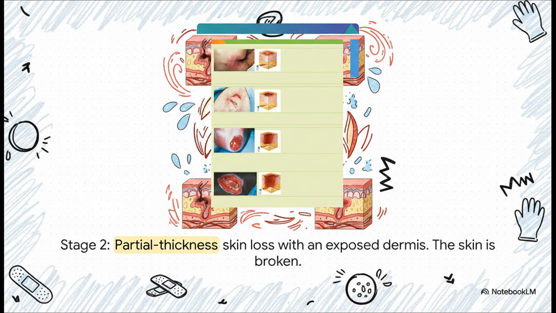The damage has gone through that top layer, and you now have partial thickness skin loss. You'll see the dermis, which usually looks kind of pink or red and moist. Sometimes it looks like a blister. Either way, the body's main shield against infection is now gone.